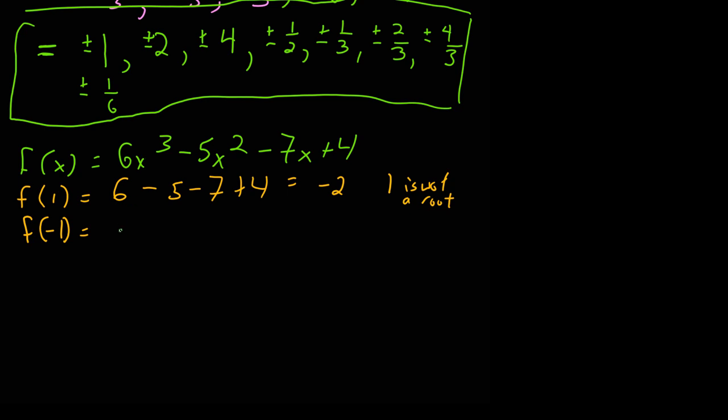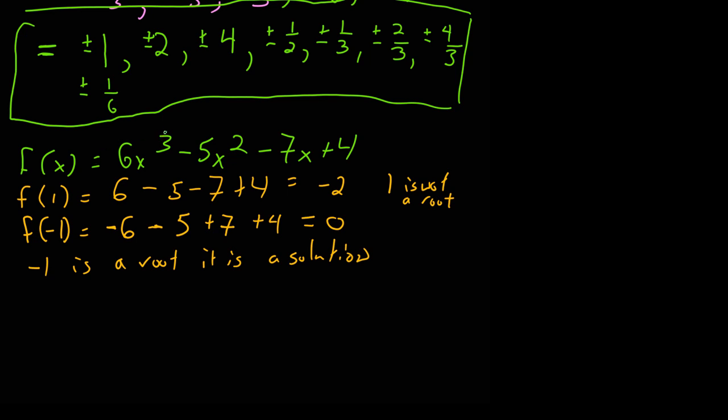So negative 1 to the third power is negative. So it changes my sign to negative 6. Negative 1 squared is positive, so that leaves the sign the same. Negative 1 here would be negative, so negative times a negative is positive. And that stays positive 4. So negative 6 minus 5 is negative 11. Plus 7 is negative 4. Plus 4 is 0. And I found one. Negative 1 is a root. It is a solution.